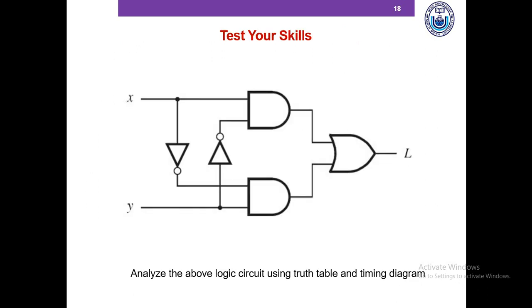Okay, now please pause this video and try to solve this problem. Please analyze this circuit, which means determine the truth table and also the timing diagram. So please pause this video and then we'll match our answers. Okay, so hopefully you've been able to solve this problem. So the output is 0, 1, 1, 0.